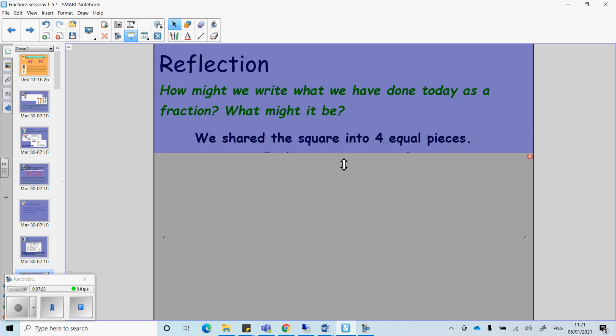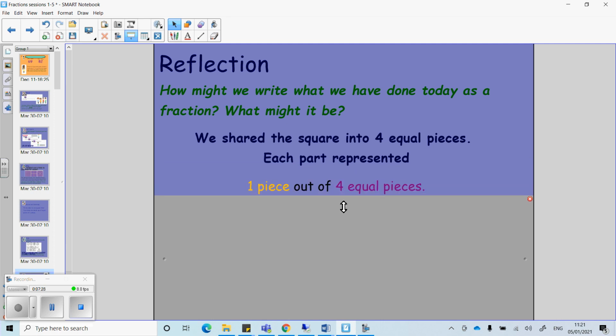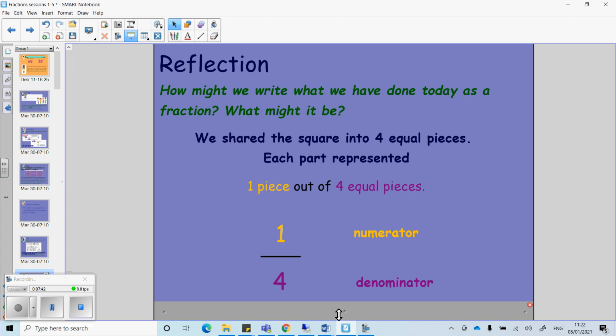Okay, so we shared the square into 4 equal pieces, and each part represented 1 piece out of 4 equal pieces. I've got some colours there because this shows us 1 piece out of 4 equal pieces. Our fraction is written like this: 1 piece out of, a line in the middle, 4 equal pieces.